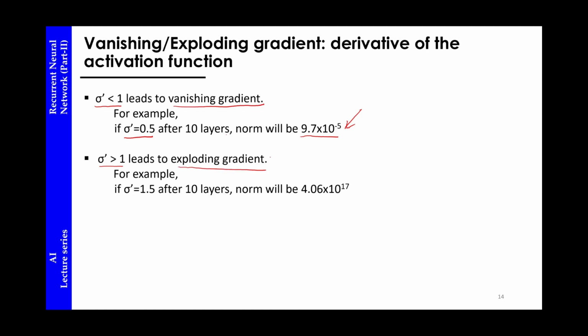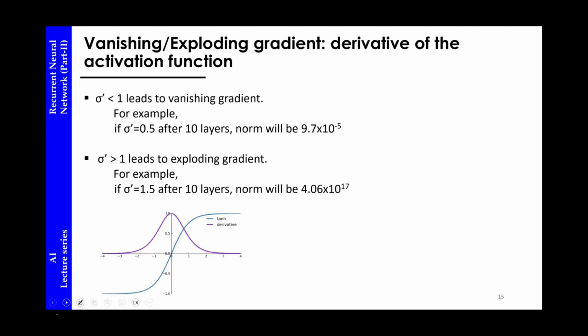Conversely, if we get values larger than 1 from the activation function, we will have exploding gradients, and our training will also fail. The intuitive example is 1.5. If we multiply it by itself 10 times, we get a very large value.